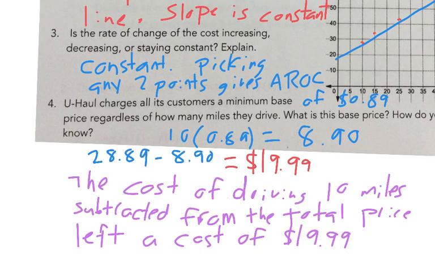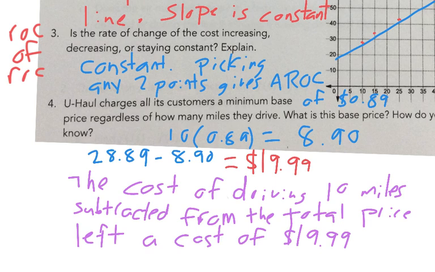Look back at number 3 here for a second. It said, is the rate of change of the cost increasing, decreasing, or staying constant? We said the rate of change is staying constant. So this is probably a new idea, but let's talk about the rate of change of the rate of change. Okay? This is a very calculus idea. The rate of change of the rate of change.